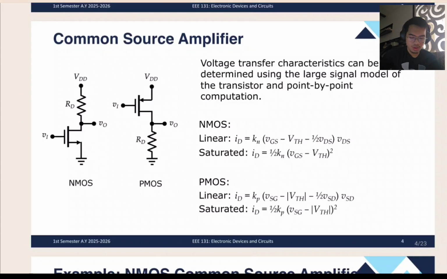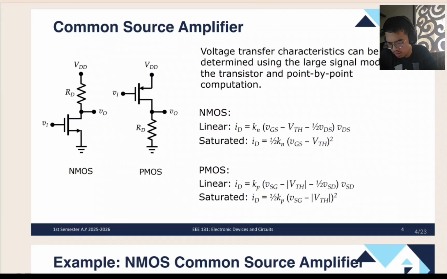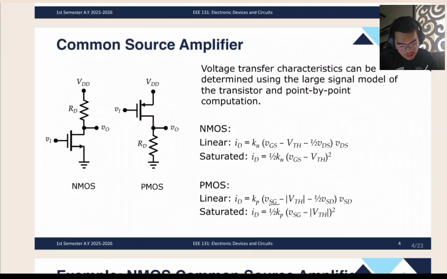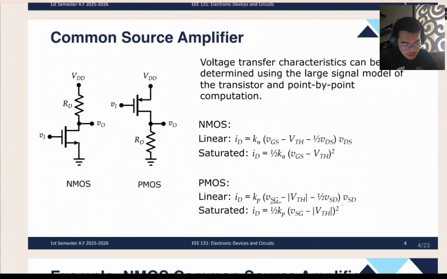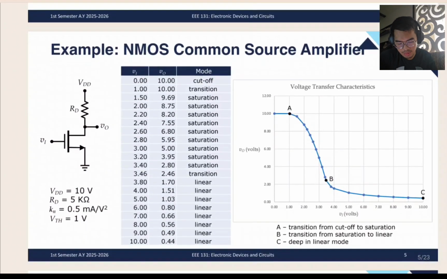Okay, so just a review. The linear equation for an NMOS is defined by this equation. So we have here ID is equal to the transconductance times VGS minus VTH minus 0.5 VDS times VDS. And when it's saturated, you have here 1/2 Kn times VGS minus VTH quantity squared. The PMOS is the same, it's just that we have a difference in the subscript. Instead of GS, it will now be SG, and instead of DS, it will now be SD. Same for the saturated part.